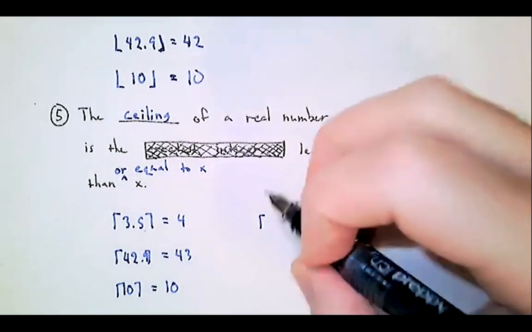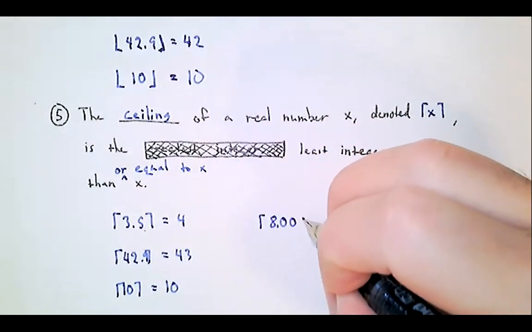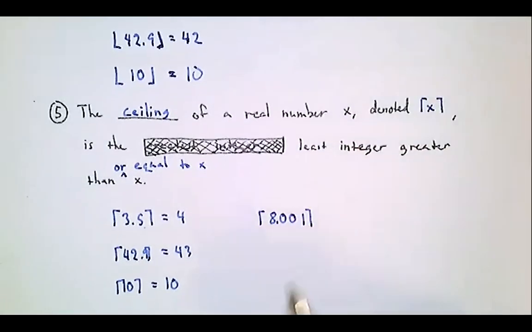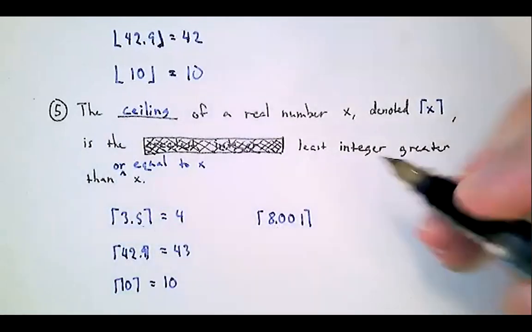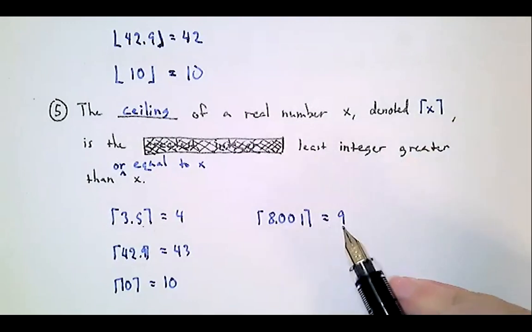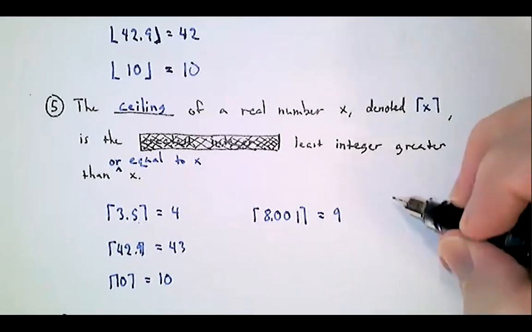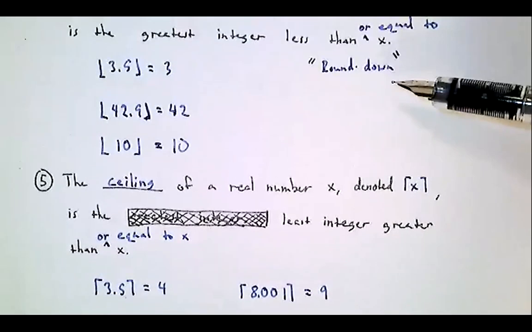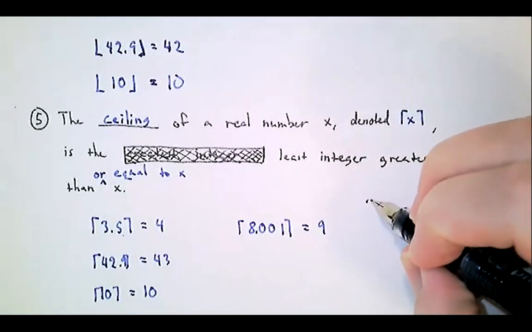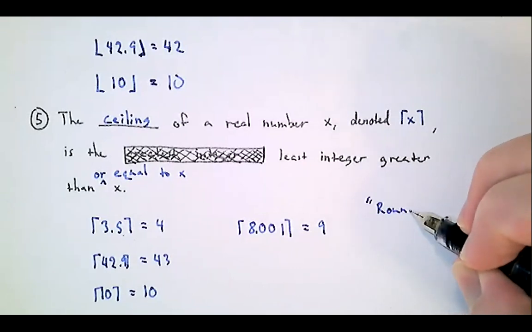And also, if we plug in something like 8.001, even though if we rounded to an integer, this would go down to 8. If we do the ceiling, this would go up to 9, the next integer above 8. Okay. So just like the floor was something like rounding down, the ceiling is essentially rounding up to the nearest integer.